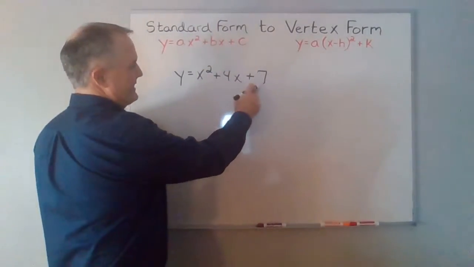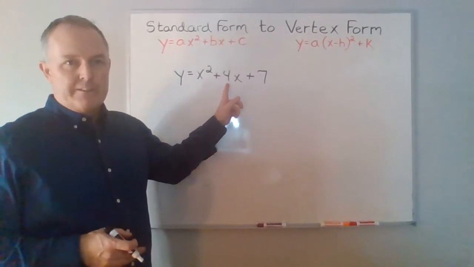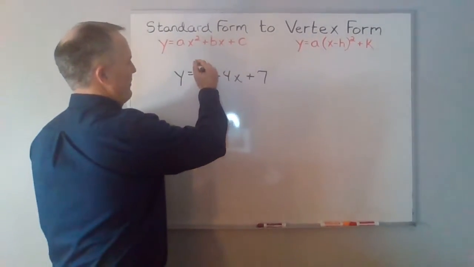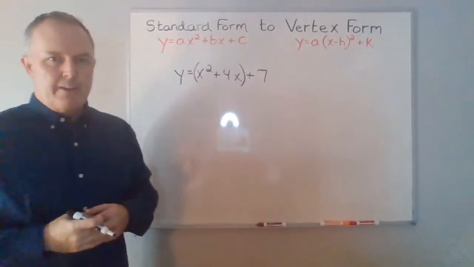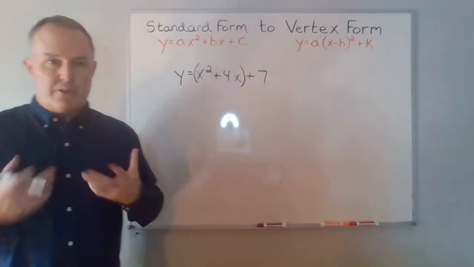So, obviously this is not a perfect square trinomial, because if I was to take half of 4 and square it, I would get 4, not 7. So, we're just going to use the first two terms. I'm going to put parentheses around them. Now I have two parts. I'm going to turn this into a perfect square trinomial.